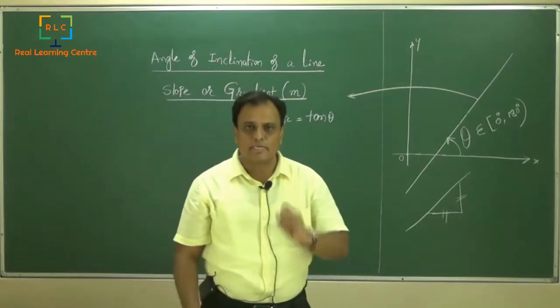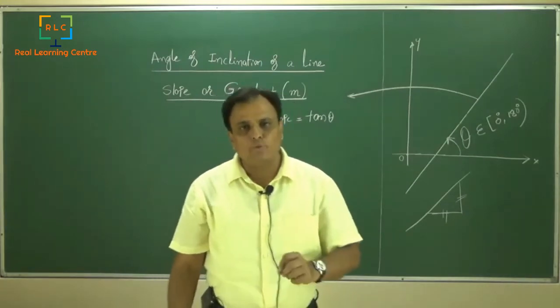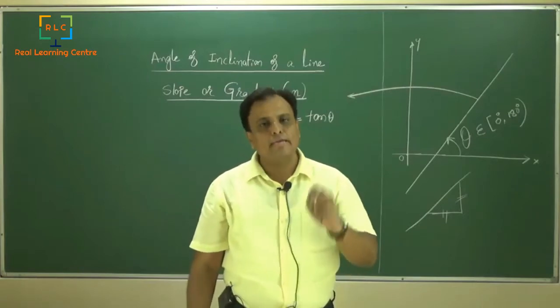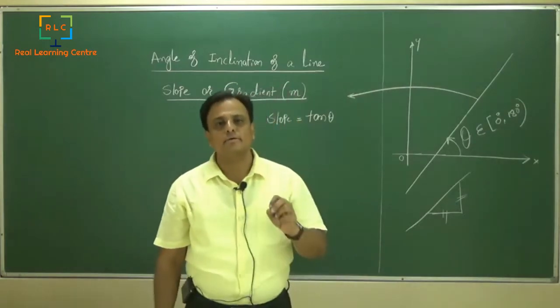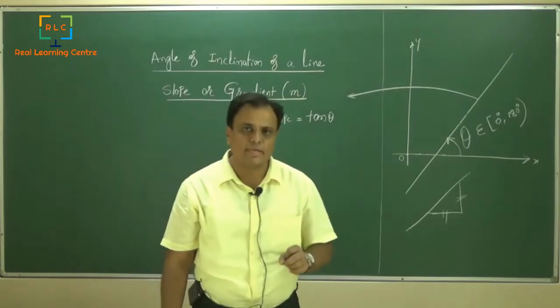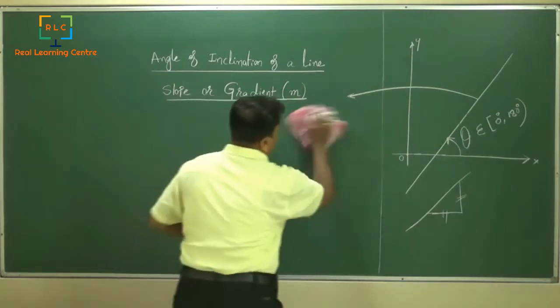So let me once again define what is slope of a straight line. A line whose inclination is theta, then tangent of the inclination of that line is called slope of the line or gradient of the line. So let me write a clear definition here. The slope of a straight line.